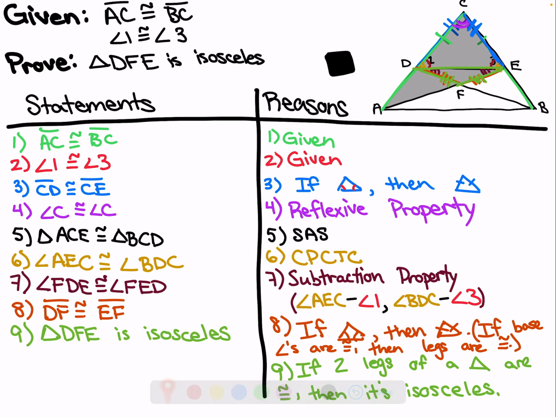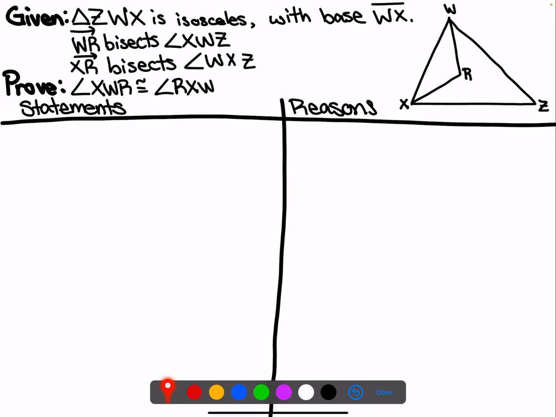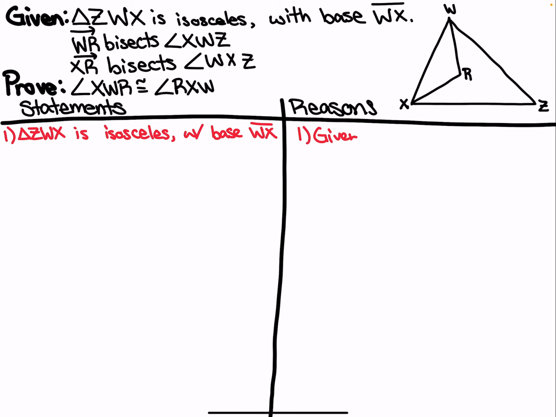All right, let's go ahead and continue on. Next up, this is a shorter proof. Triangle ZWX is isosceles with base WX. And we know that ray WR bisects angle XWZ, and XR bisects angle WXZ. We want to prove that these two angles, angle XWR and angle RXW, are congruent. So of course we start off with our given information.